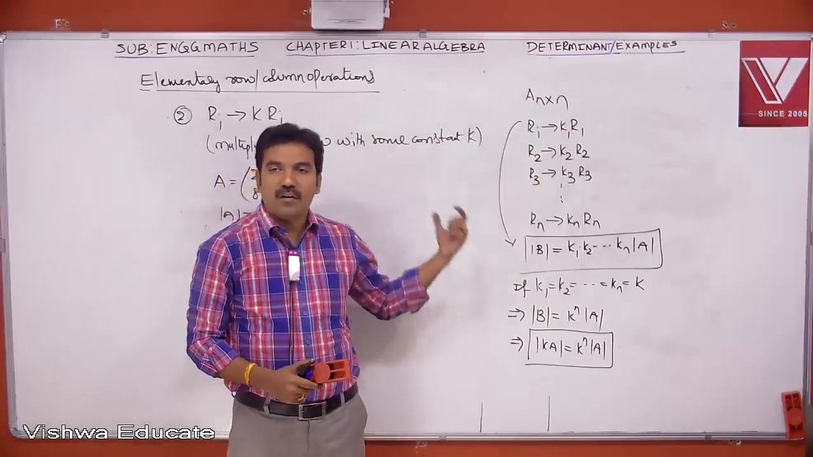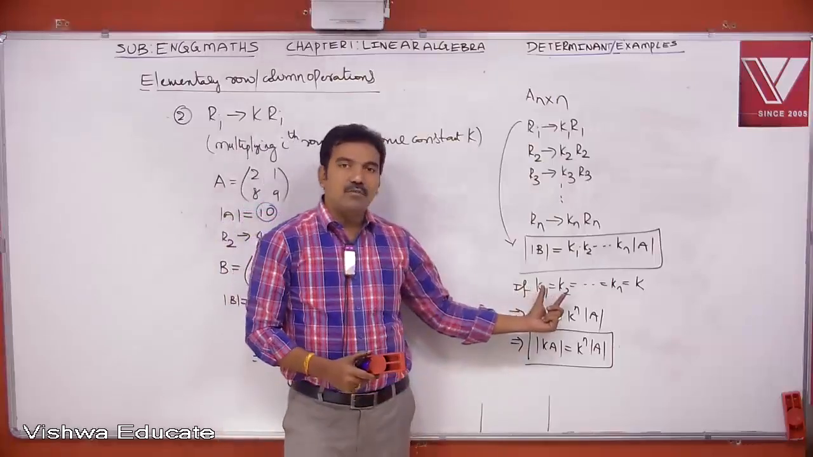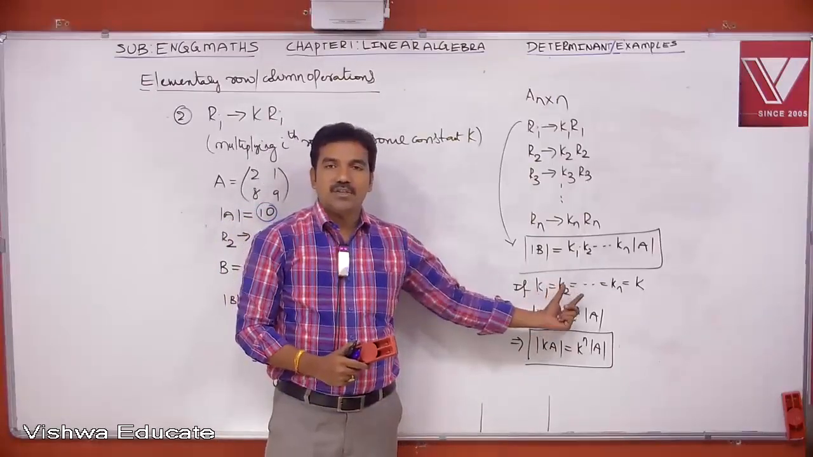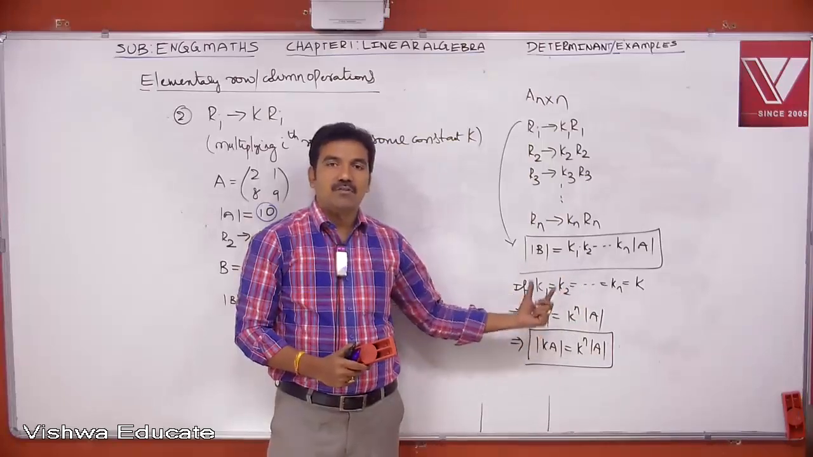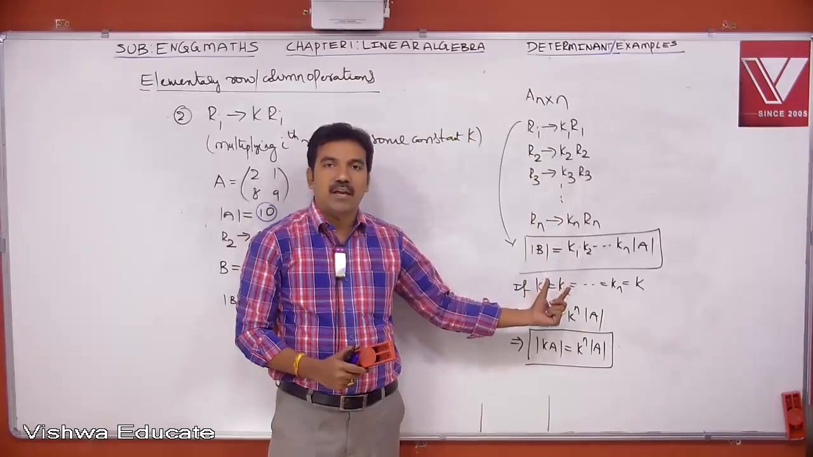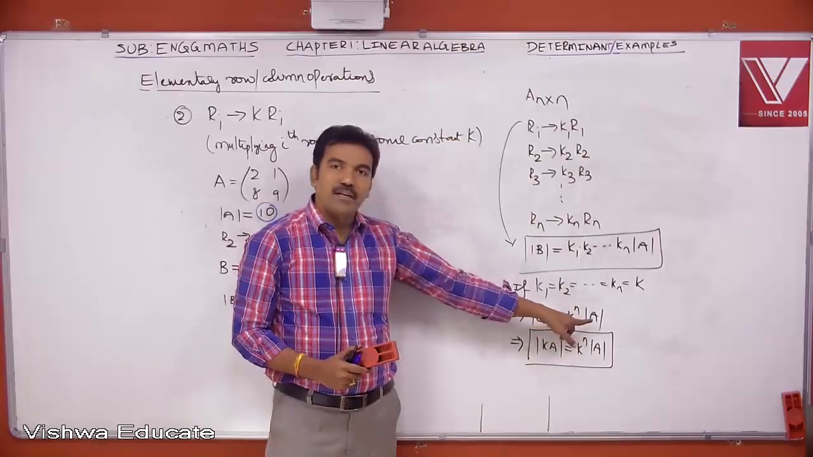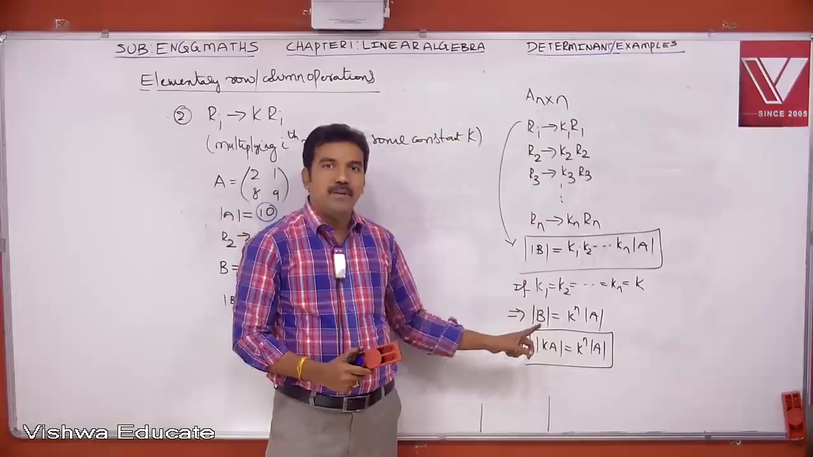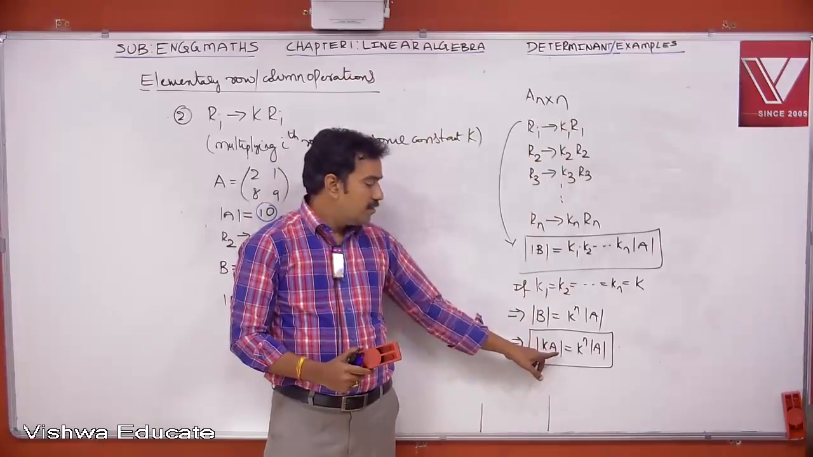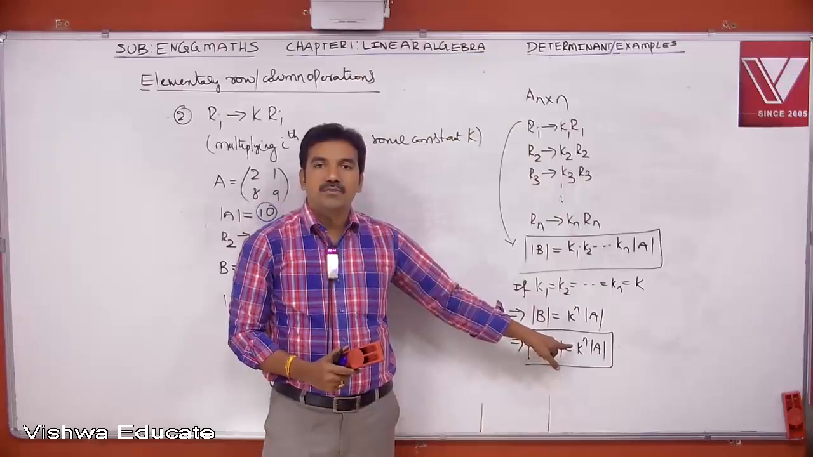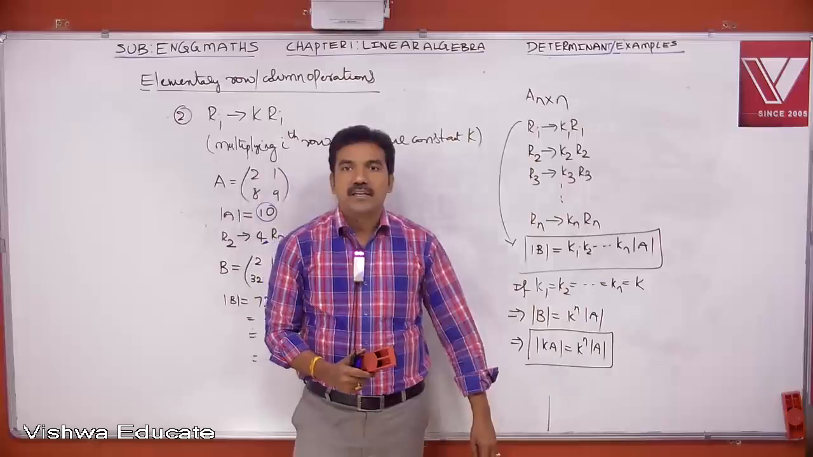Another consequence of this row operation. Note, if K1 equal to K2 equal to and so on equal to Kn equal to K, this implies det B equal to K power n into det A, which implies det of kA equal to K power n into det A.